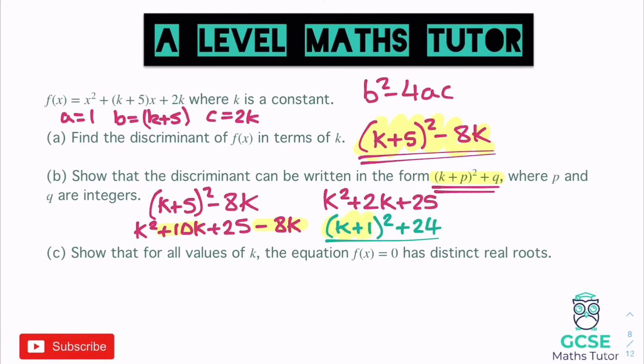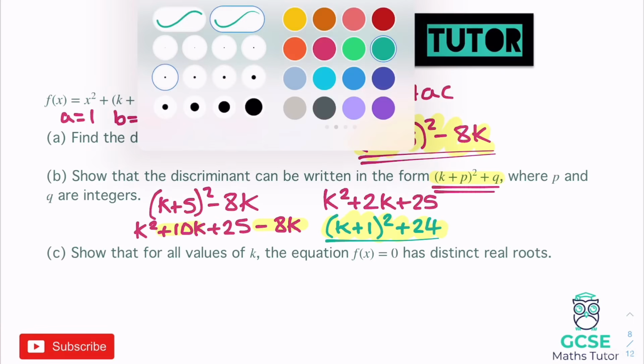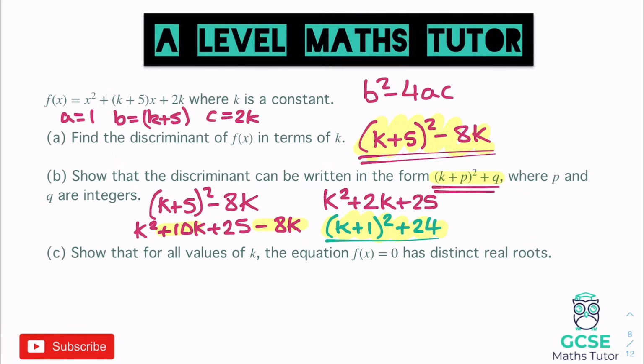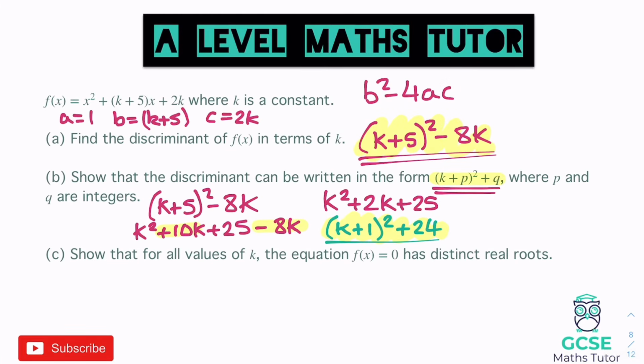And then for the next bit here, it says show that for all values of k, the equation where the function of x equals 0 has distinct real roots. So when it comes to this, essentially all we're having a look at is this discriminant that we've got written in completed square form. If we write that out, we've got k plus 1 squared plus 24, and we've got to show that that has distinct real roots.